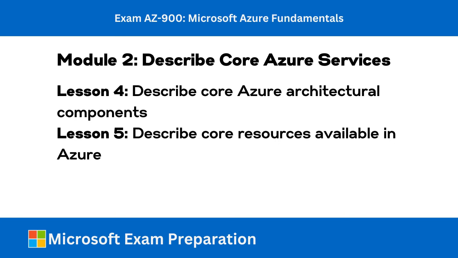Welcome to Module 2, Describe Core Azure Services. There are 2 lessons in this module, but we'll still cover a lot of ground. In Lesson 4, you'll get a good foundation of how Azure works under the hood and how Azure enables the benefits in the cloud that you learned about in Module 1. In Lesson 5, we'll look at core resources available in Azure. You'll learn about 17 different products in Azure, and that will give you a good feel for many of Azure's offerings. We'll also learn about the Azure Marketplace and how it can make adoption of Azure much easier.